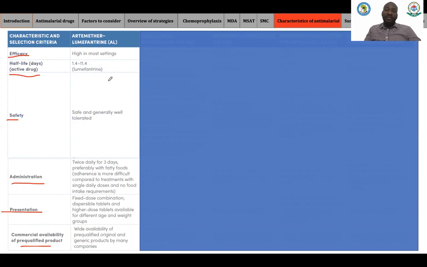And it's recommended to give with fatty foods. And this now brings the logistical challenge of whether or not you could give artemether-lumefantrine in a mass drug administration, with the logistical consideration of the food. Also, it's available in fixed dose combination, and it is widely available commercially.